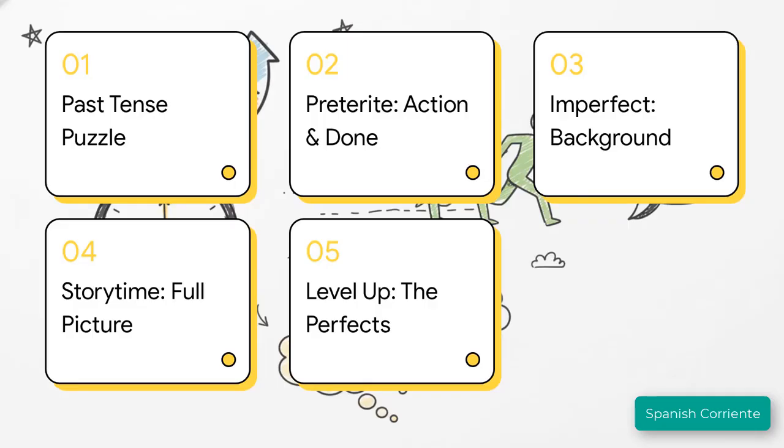First, we'll kind of frame the whole puzzle. Then we'll meet our two main players, the preterite and the imperfect. We'll see how they work together, and then we'll level up with a couple of advanced tools for our storytelling kit. Ready? Let's dive in.